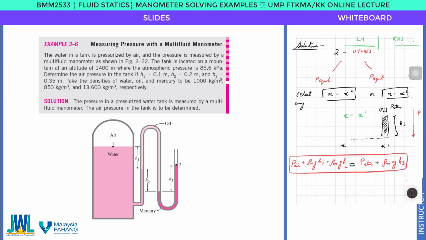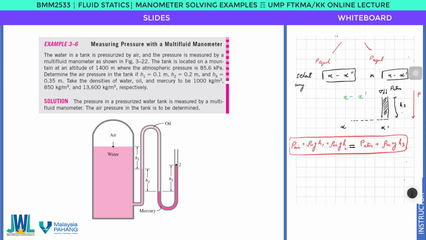So now I can calculate the pressure of air. P1 plus density of water, which is 1000, times 9.81, times h1, which is 0.1 meter, plus density of oil, which is 850, times gravity 9.81, times h2, where h2 is 0.2 meter. This equals atmospheric pressure.